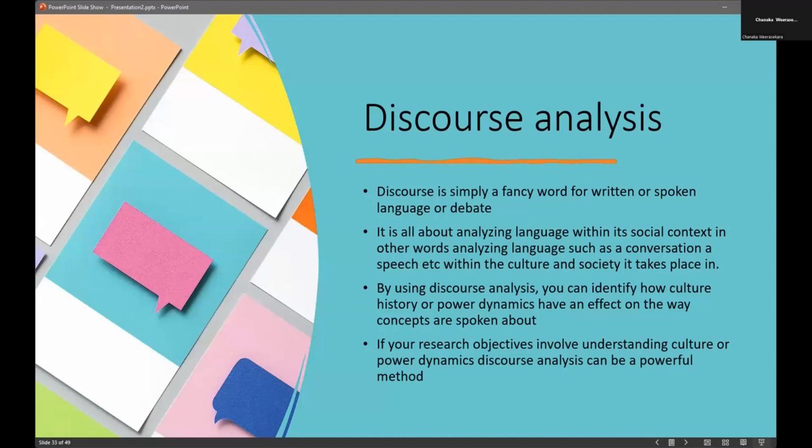Then we have discourse analysis. Discourse is simply a fancy word for written or spoken language, or maybe the debate. It's all about analyzing language within its social context, in other words, analyzing language such as conversation, speech, etc., within the culture and the society it takes place in. Sometimes, by looking at this, we can understand the culture, history, power, or dynamics, and how it has an impact on the concepts that people speak about.